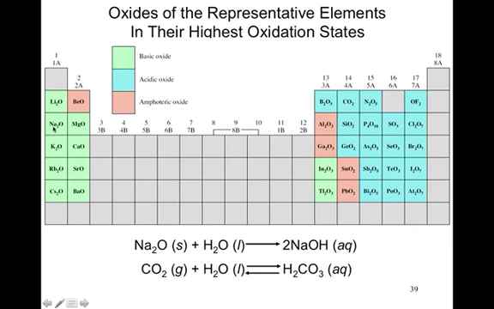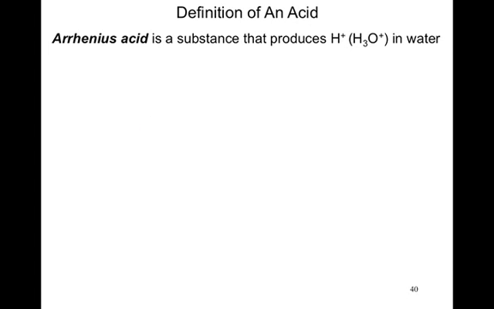We can see a lot of our bases are on the left side, and a lot of our acids are on the right side of the periodic table. So when you're asked questions about those, you can kind of hedge your bet using that information. Here we have one with nitrogen and water forming, I think, nitric acid, which would of course be acidic. So how do we define an acid?